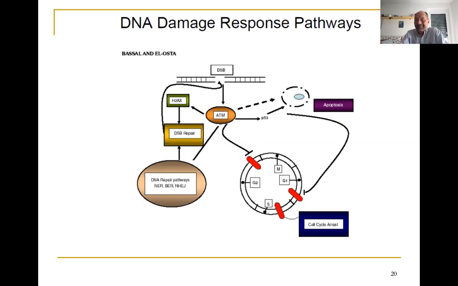I'm sorry, not people. So you see, in a perfectly working machinery, you should have a system where when you have a damage, either you repair it faithfully, following this way, or you kill the cell to avoid that it can make damage in the future.